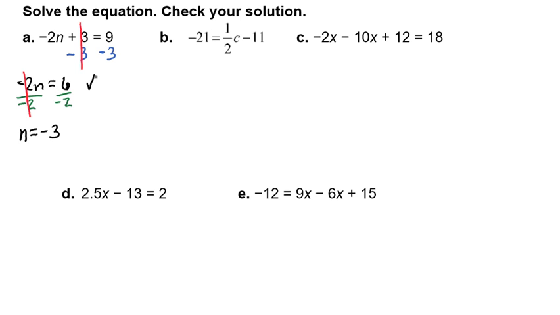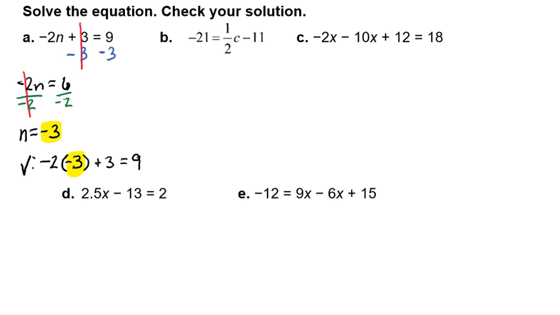And then we can check that simply by plugging it back into our equation and then checking to see, do we in fact get a 9? So now we're going to go ahead and plug in the negative 3 that we got right there. We're going to plug that in right there for our n value, so negative 3.